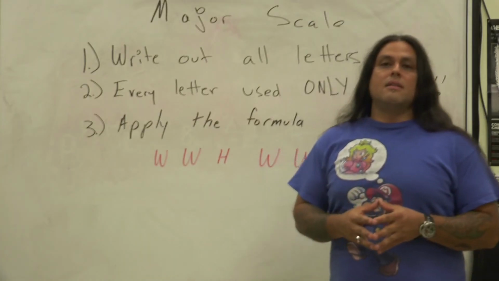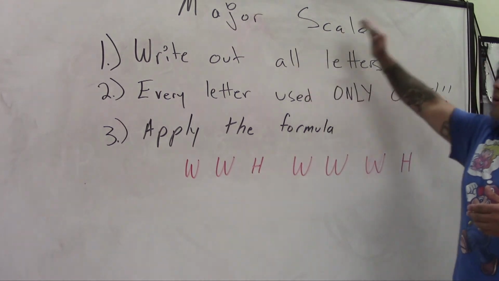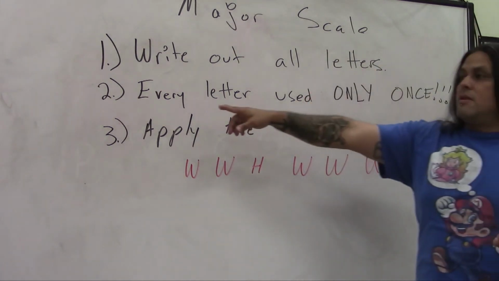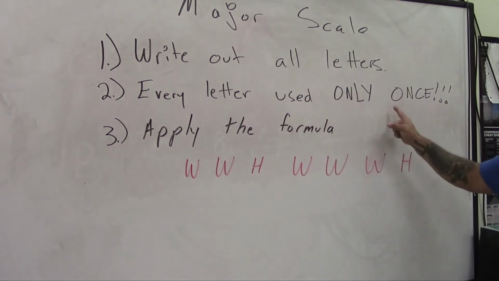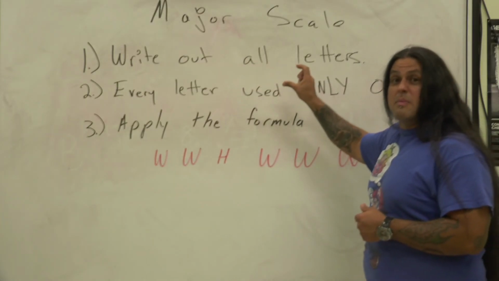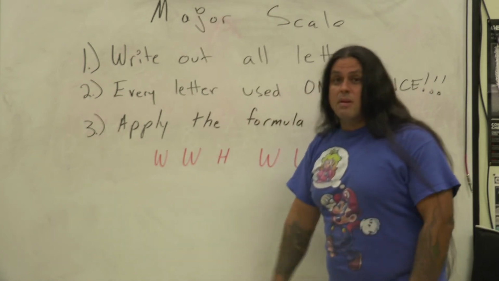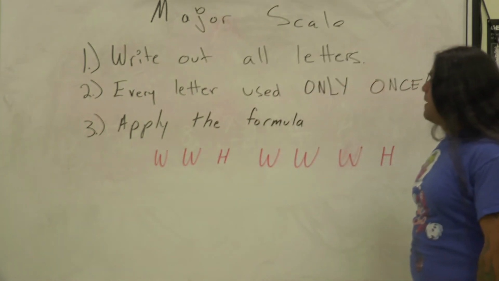That's the major scale. Here are the steps you should remember when building a major scale. Number 1, write out all the letters. Number 2, every letter is used and it's only used once. Those are kind of the same thing, but you'd be surprised people will mess this up quite often. You can't have a G and a G sharp. You only get one G, okay?